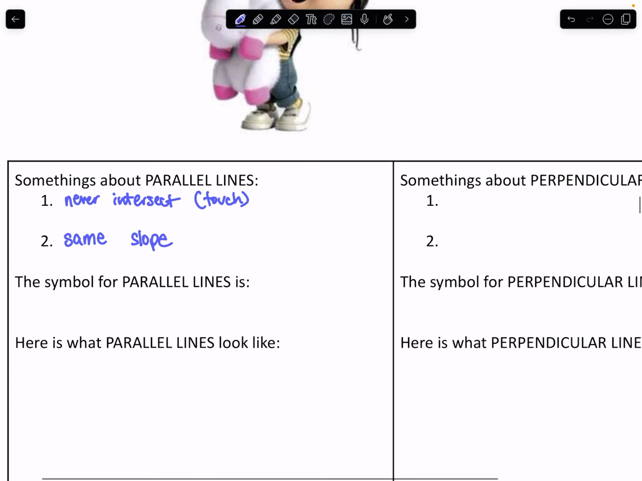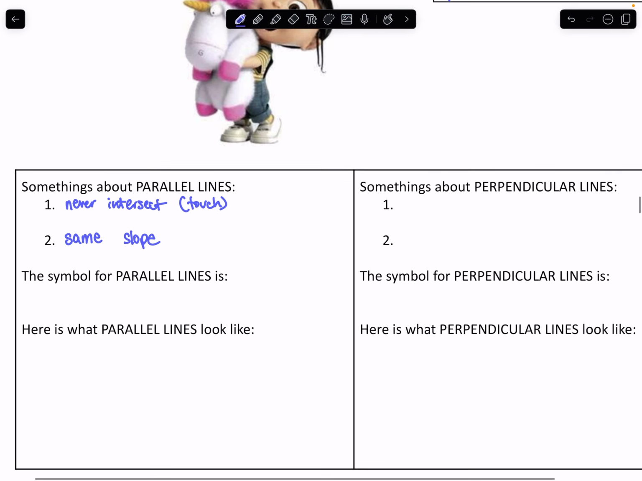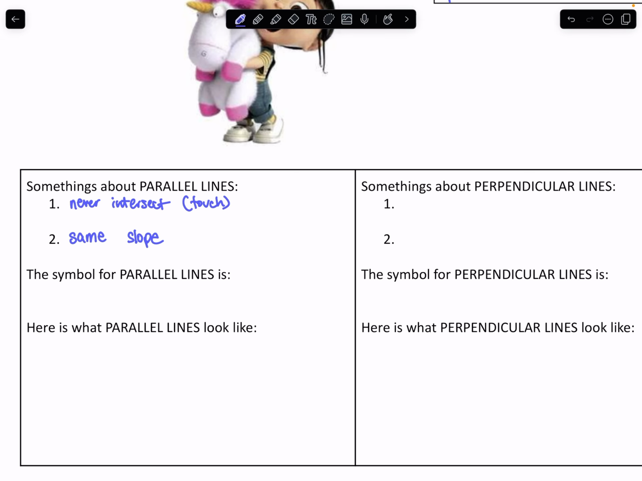Now transitioning over to perpendicular lines. These lines are going to intersect. However, they intersect at right angles. And something about their slope is their slopes are going to be opposite reciprocal slopes. And I'll talk a little bit more about that in a little bit.